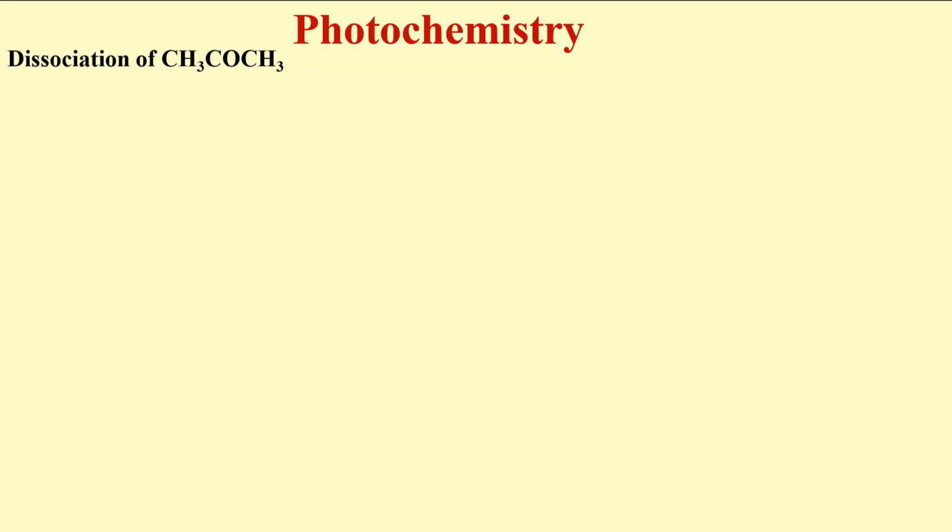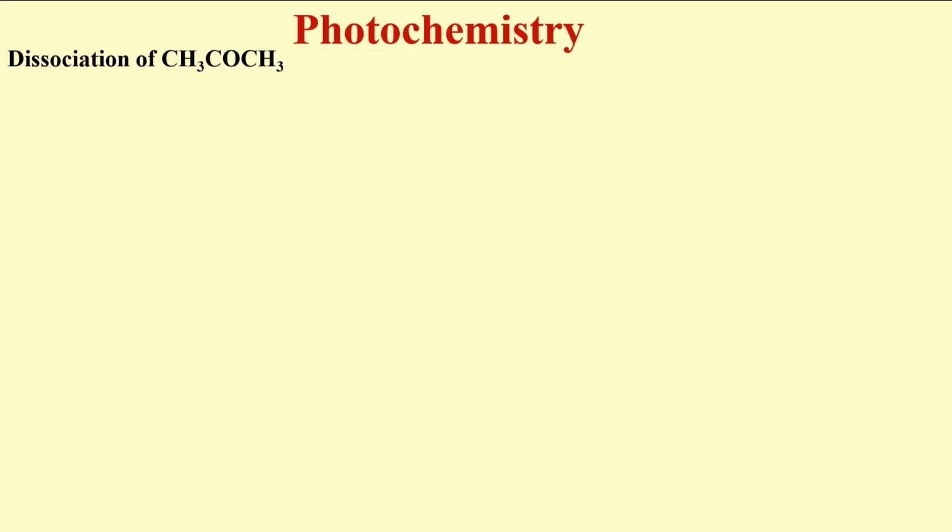We were dealing with the reactions of photochemistry. The reactions which are induced by light energy are photochemical reactions. We have seen that based on the quantum yield, they are classified into three categories. Today's subject of discussion is those photochemical reactions whose quantum yield is less than 1.